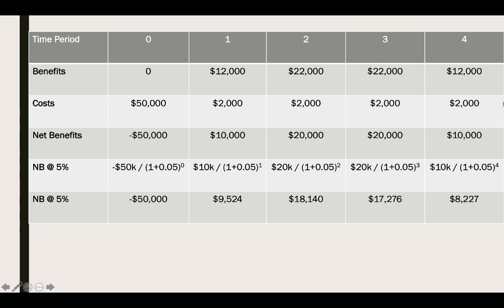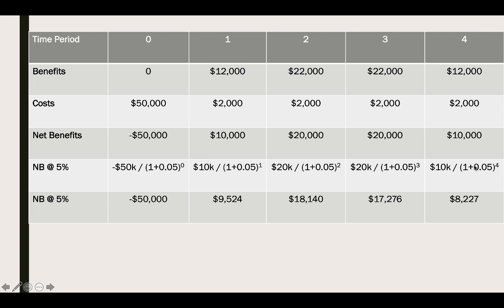Now let's fill in the rest of this table for years 2, 3, and 4. My benefits go up from $12,000 to $22,000 for years 2 and 3, and go back down to $12,000 for year 4. My carrying costs, my maintenance costs, are $2,000 across the board. So then my net benefits, again benefits minus costs, are $20,000, $20,000, and $10,000 for years 2, 3, and 4.